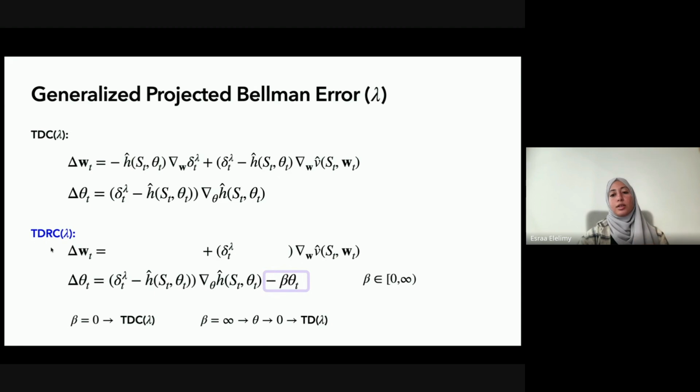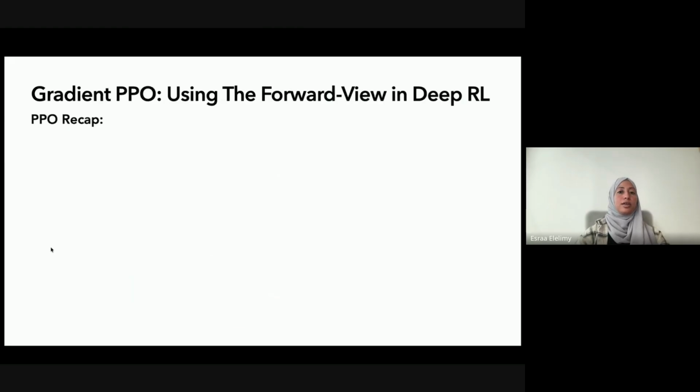So the next step is, let's use this algorithm. The method I developed so far is based on the forward view that assumes that we can look into the future. While we can't look into the future, usually if we have a replay buffer, we can pretend that we can look into the future to some extent. So this is basically similar to what PPO does.